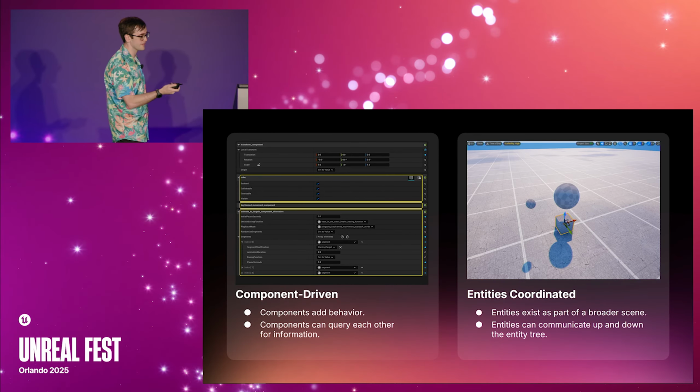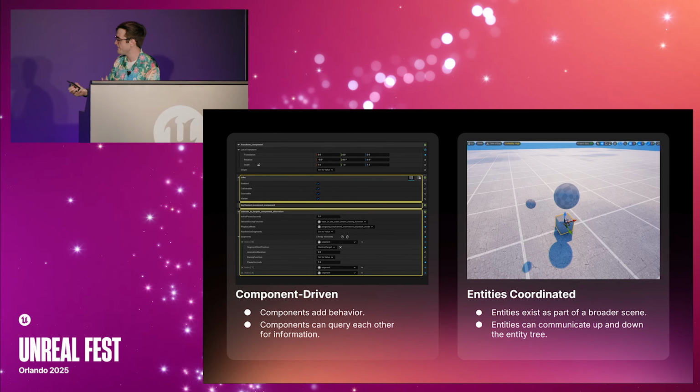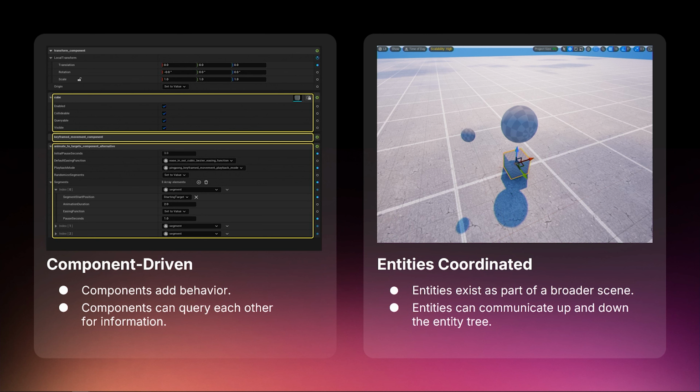This is a component-driven way of looking at things rather than a Verse device-driven way. Components add behavior, they hold data, and this allows them to query each other for information, right? Entities are coordinated as part of a larger, broader scene. They don't exist independently of each other. Since everything's organized under the simulation entity, you can do queries up and down the tree for entities to know things about each other, share data, respond to certain events when things happen. Basically just make a significantly more connected experience than you were able to do previously.